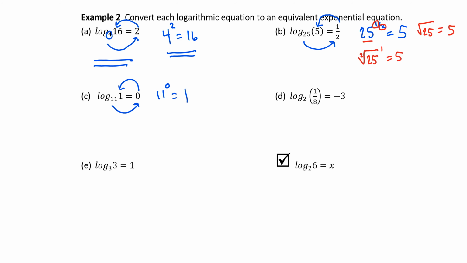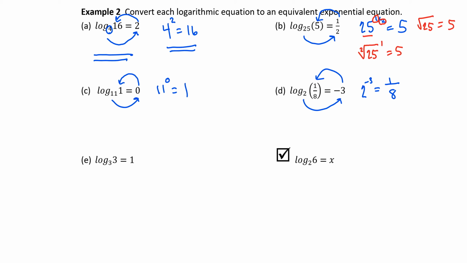The next example, the base is 2. The exponent is over here, -3, and this gives us 1/8. Now think about what we learned about negative exponents. If I were to evaluate 2 to the -3, remember we would move that to the opposite place in the fraction and then change the sign of the exponent. 1/2 cubed is the same thing as 1/8, so we have written it correctly.